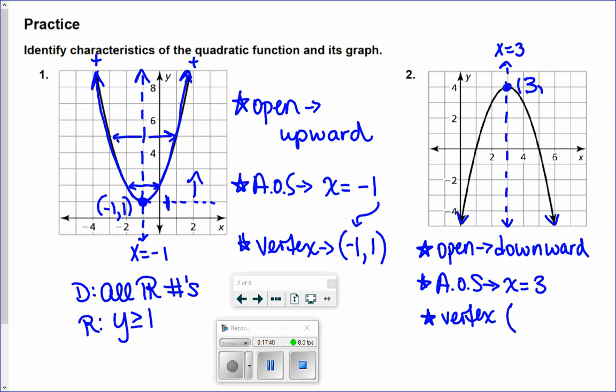The x-coordinate should always match what I had the axis of symmetry as. And then really the question is, what's the y-coordinate here? Well, it looks like it's at 4. So our vertex is at (3, 4). So if you got those there, you are in great shape so far. That's where our vertex is located.